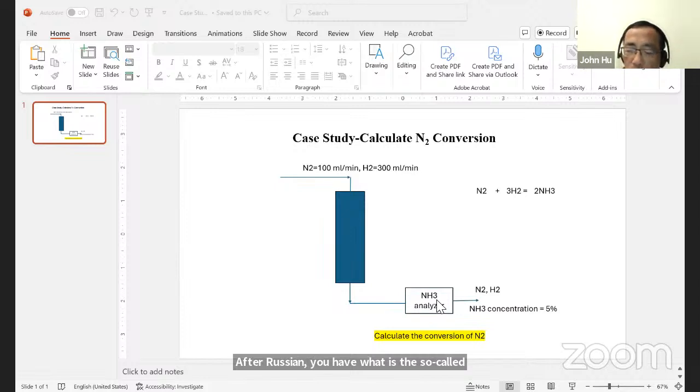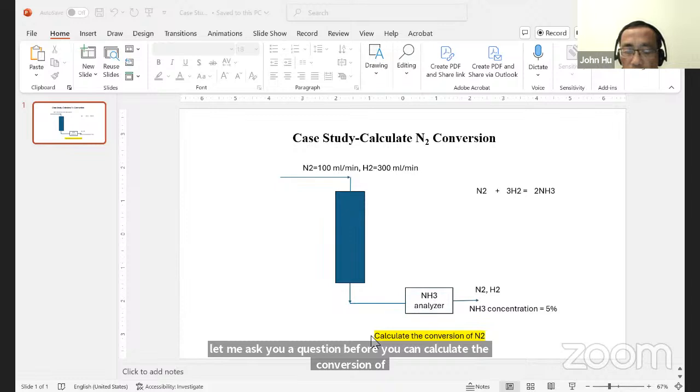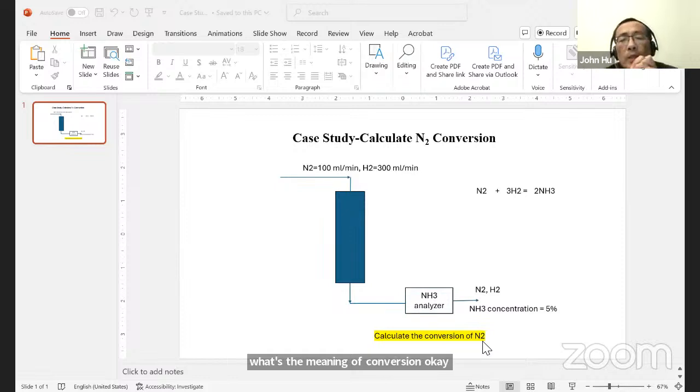That's my question to you. I want to see how many analyzers can do ammonia analysis. The analyzer gives you the ammonia concentration, and then you have hydrogen and nitrogen coming out. Okay, so let me ask you a question before you can calculate the conversion of N2, because we have to have a very clear definition of what the meaning of conversion is. Okay, so all right, for the ammonia analyzer, how many analyzers are you familiar with? Can you name some instrumentation you can use to analyze ammonia?